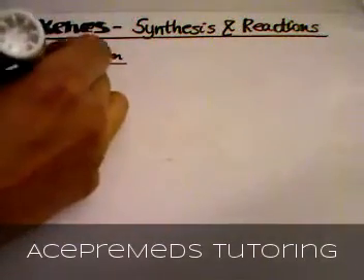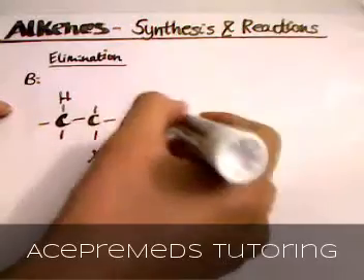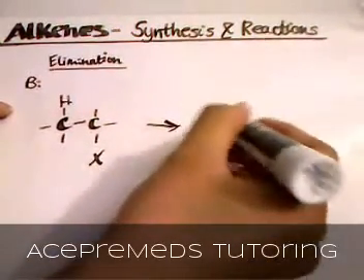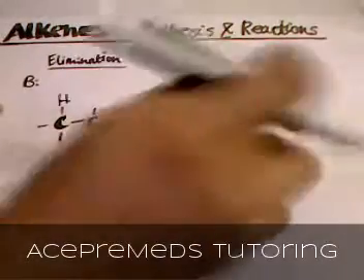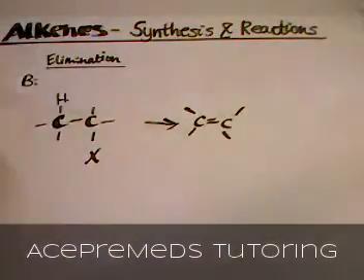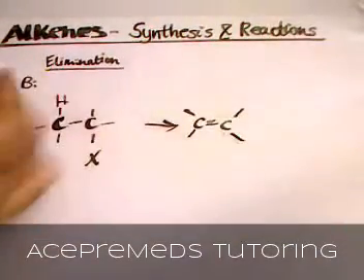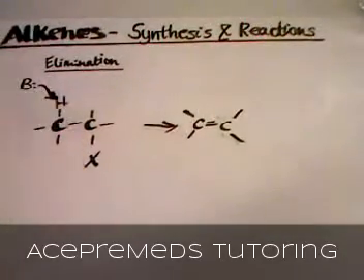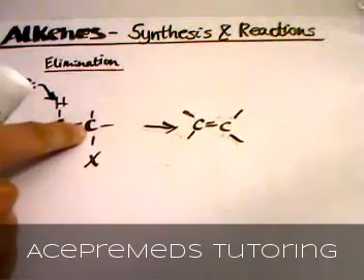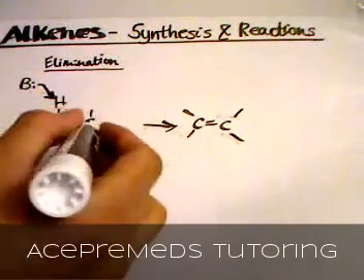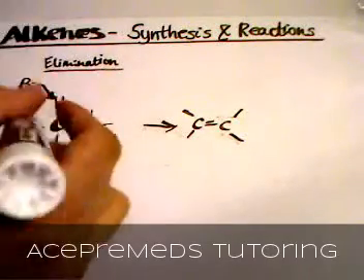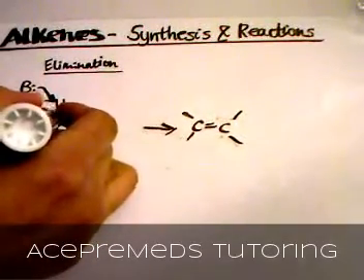in the presence of a base, gives us an alkene. The base attacks a hydrogen adjacent to the carbon bearing the X. If this is the carbon bearing the X, which we can call the alpha carbon, then all the carbons directly adjacent to that carbon are called the beta carbons. And there could be more than one beta carbon. There could be multiple beta carbons.